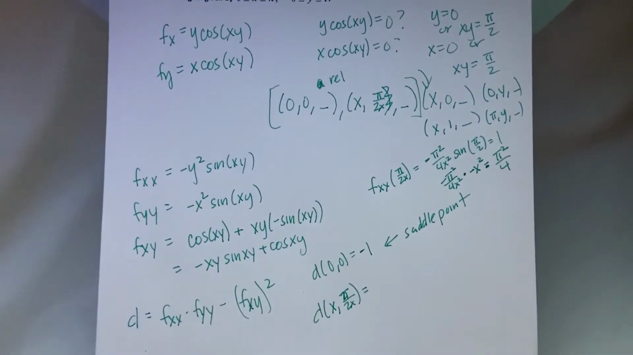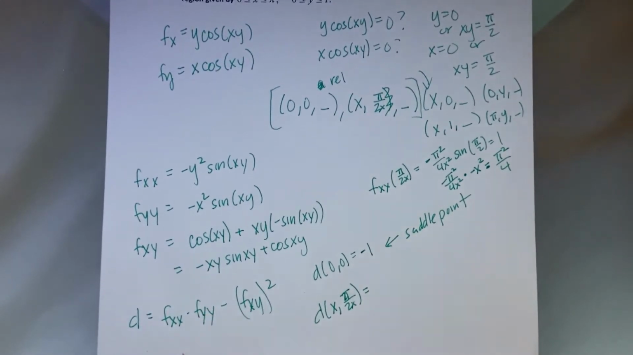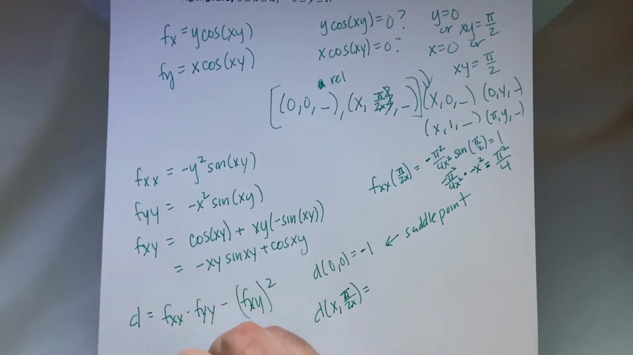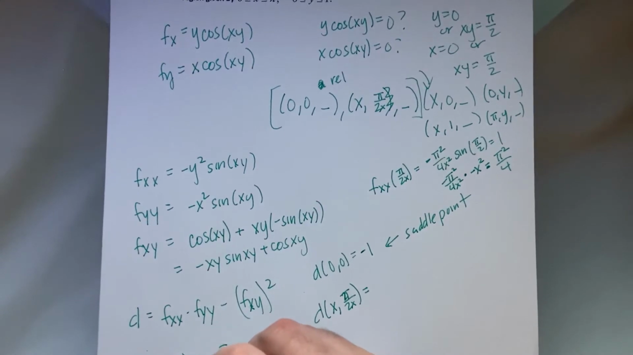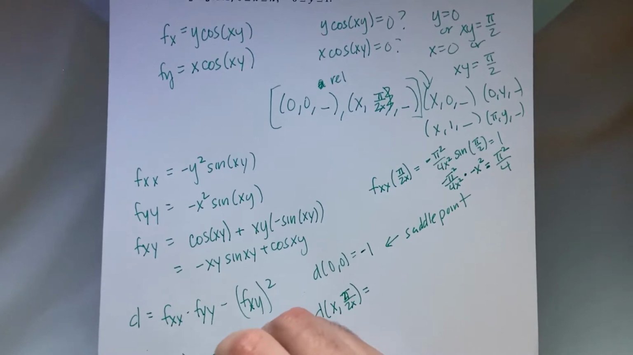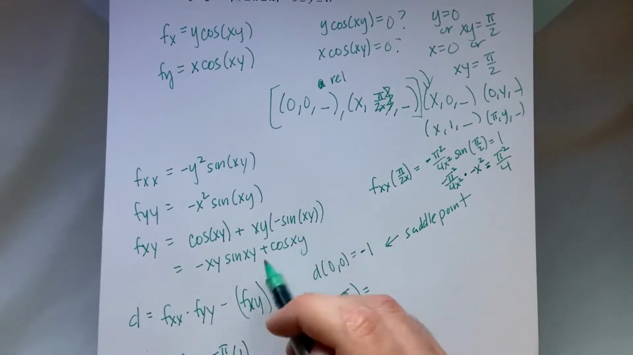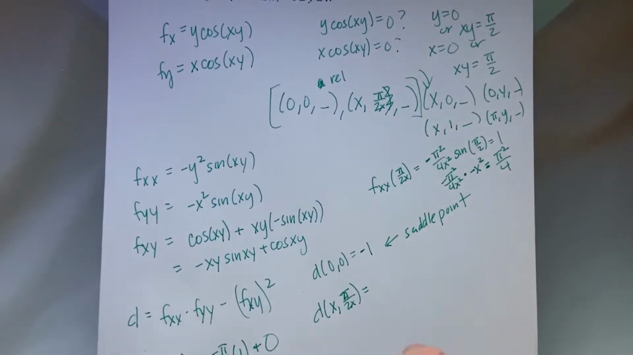What about this thing? So let's talk about Fxy at (x, pi over 2x). We get negative x times y, so that'd be negative x times pi over 2x, that's negative pi over 2, times the sine of xy, which we already know from these is 1, plus the cosine of pi over 2, which is 0. So this thing is negative pi over 2.